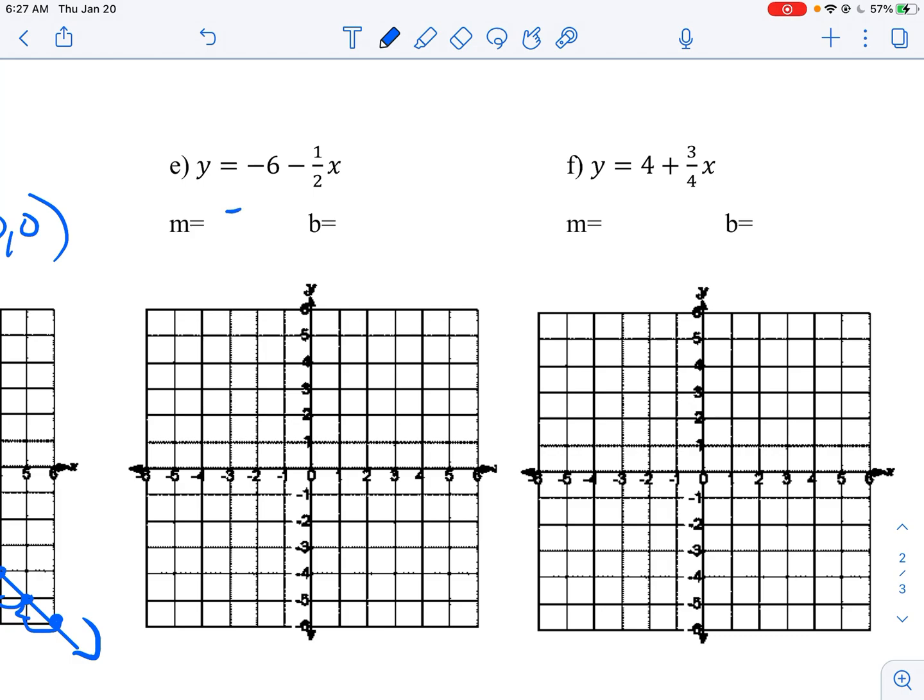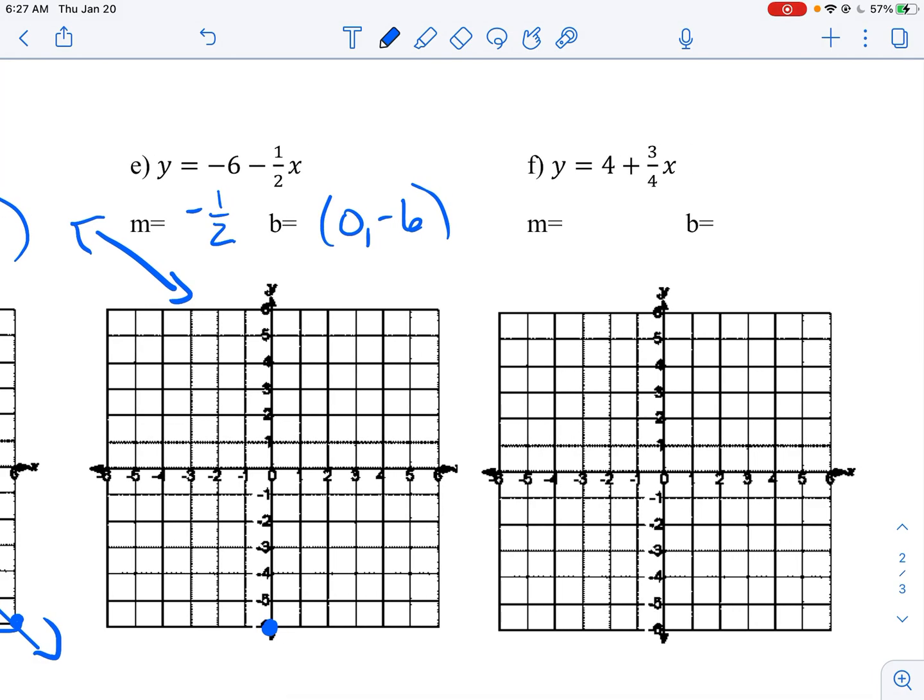Then this one. The number in front of x is -1/2. So again, it's going to go in the negative direction. B is 0, -6. So I go to 0, -6. And I need it to go in the negative direction, but it's a -1/2. So that means I'm going to go up 1, but I'm going to go over 2. Up 1, and I go over 2. And there we have our line.